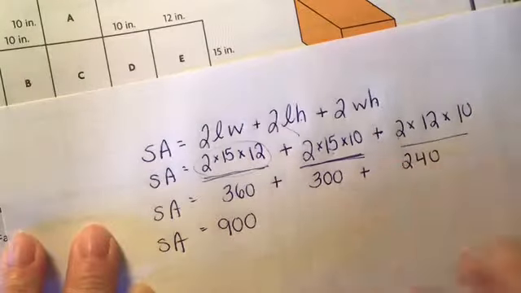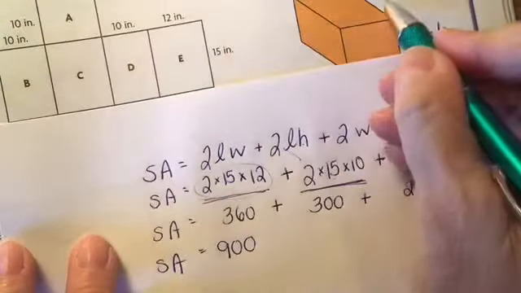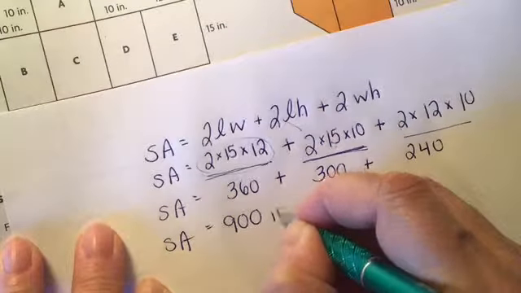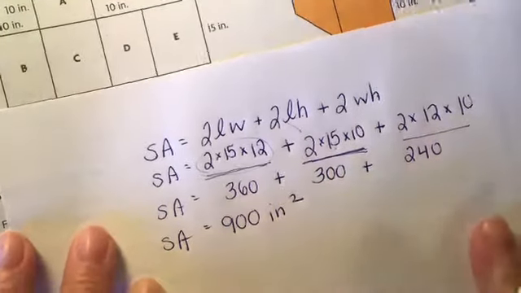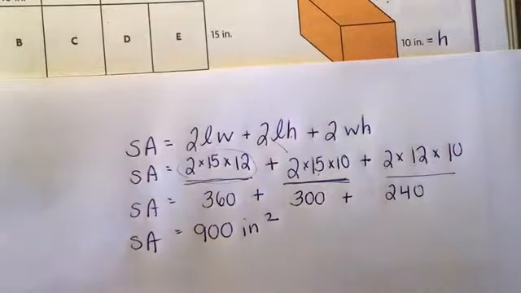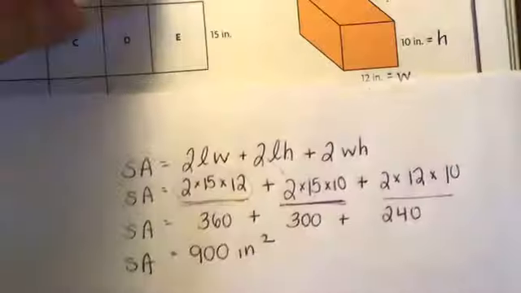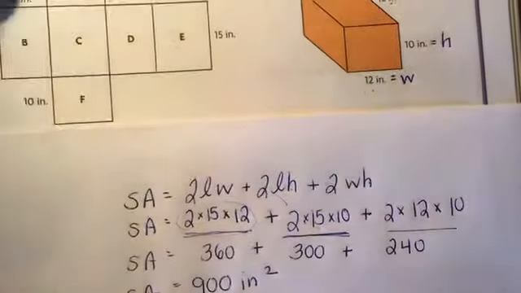Now it's area, and I have to go back and look at my units. My units were inches. So inches squared. Okay, getting kind of crooked compared to the camera. 900 square inches is the surface area of this rectangular prism.